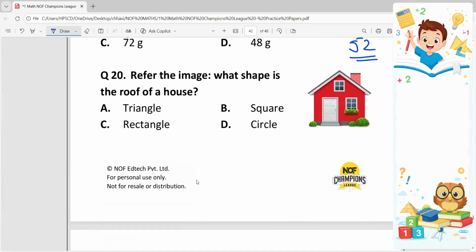Next question, 20. Refer to the image. What shape is the roof of the house? Now, the roof of the house is like this. That means what is it? It is a triangle. Option A.